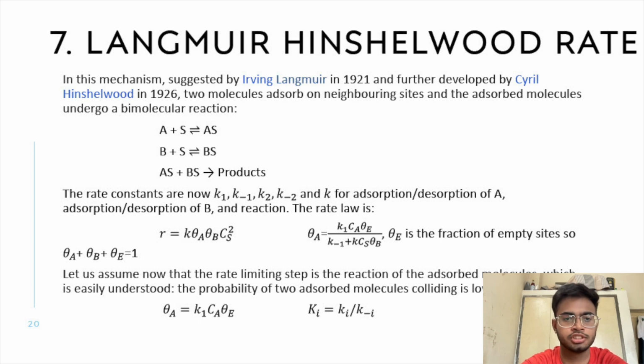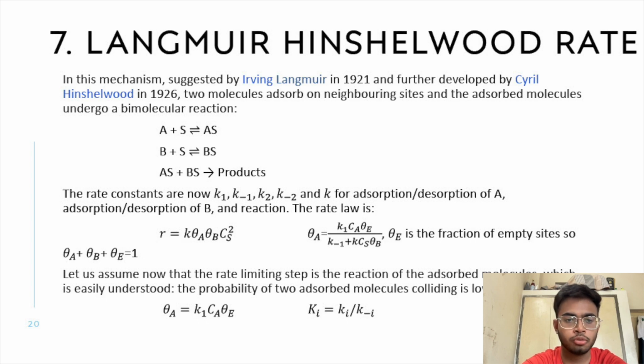This mechanism was suggested by Irving Langmuir in 1921 and was further developed by Cyril Hinshelwood in 1926. The two molecules adsorb on neighboring sites, and the adsorbed molecules undergo a bimolecular reaction. A plus S is equal to AS, and B plus S is equal to BS. The overall reaction becomes AS plus BS is equal to product. The rate constants are now K1, K minus 1, K2 and K minus 2, which depict the adsorption and desorption of A and the species B.